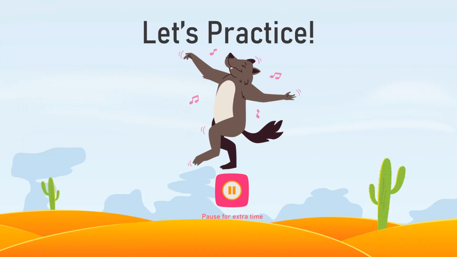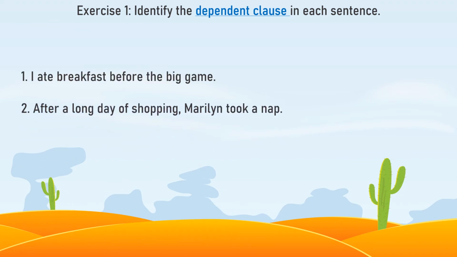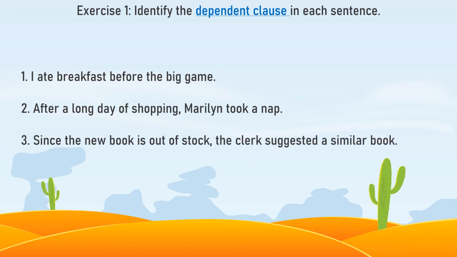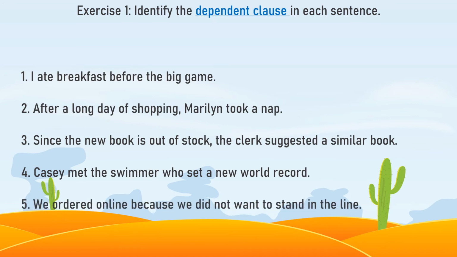Let's practice. Press pause for extra time. Exercise 1. Identify the dependent clause in each sentence. Number 1. I ate breakfast before the big game. Number 2. After a long day of shopping, Marilyn took a nap. Number 3. Since the new book is out of stock, the clerk suggested a similar book. Number 4. Casey met the swimmer who set a new world record. Number 5. We ordered online because we did not want to stand in the line.